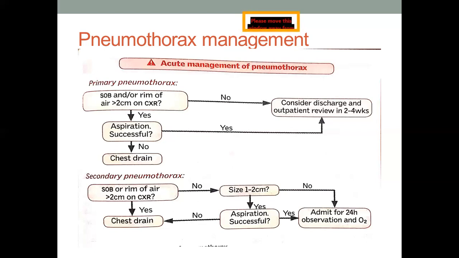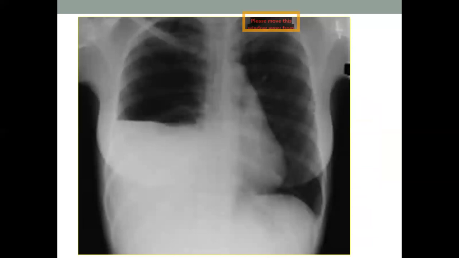And if the size was between 1 to 2 centimeters, then first do aspiration. If aspiration of air was successful by cannula or syringe, then observe for 24 hours and give oxygen. If that fails, then do chest intubation.